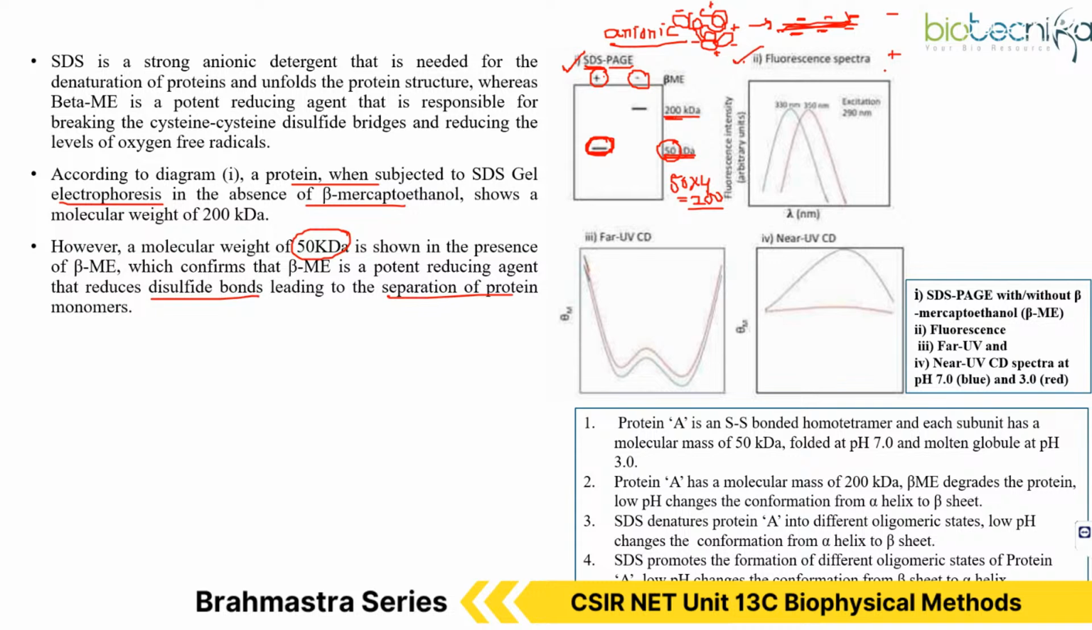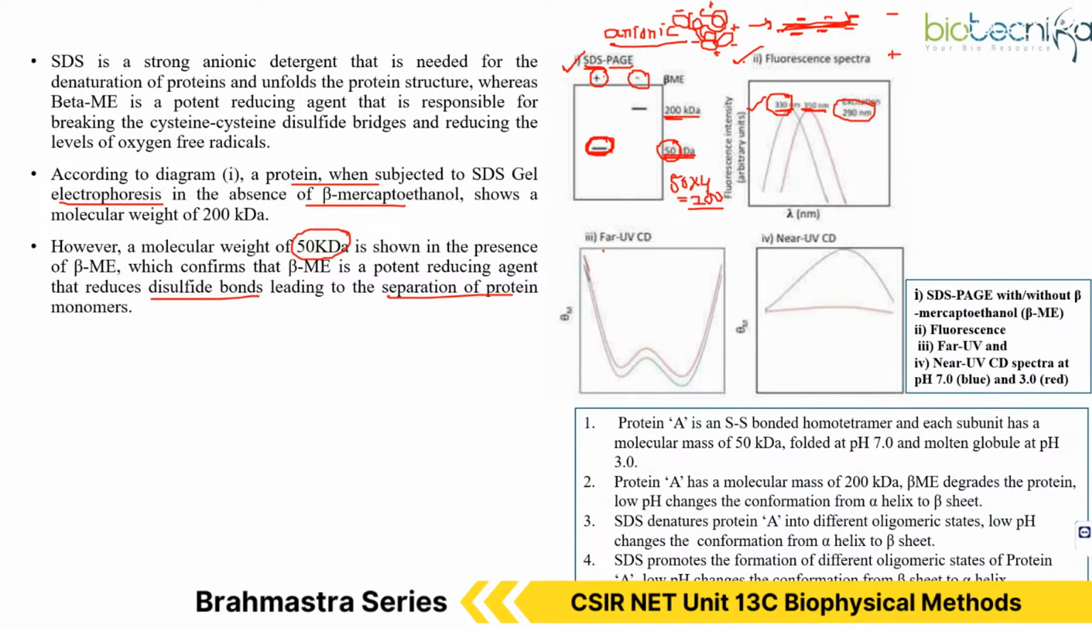Second is the fluorescence spectra. You can see that in the fluorescence spectra at pH 7, we are getting the fluorescence intensity peak at 330 nm, when you are exciting the protein at 290 nm. Fluorescence is when the light emitted is of longer wavelength than the light absorbed. So 330 nm at pH 7, and at pH 3, 350 nm. So there is an increase, right?